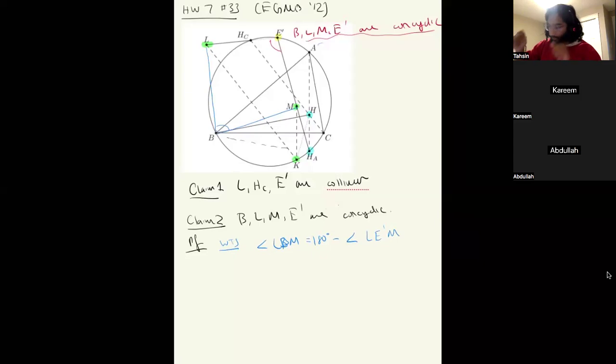And again, I'll make the point that if you were using directed angles, which you should if you want to avoid configuration issues, what you would show is that LBM is the same as the directed angle of LE'M. But anyways, I won't bother about that right now.